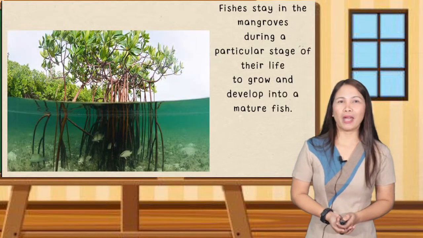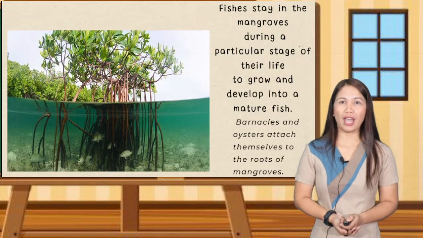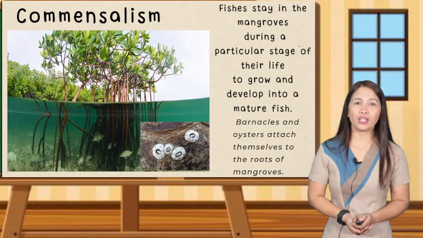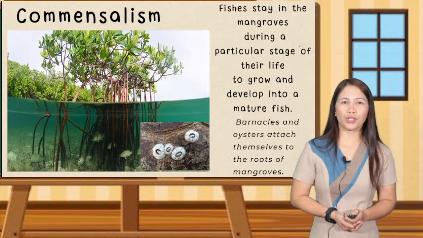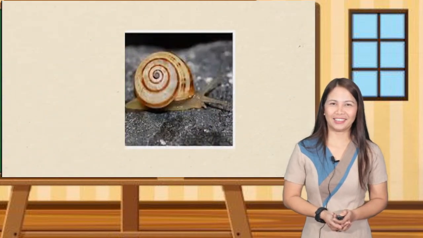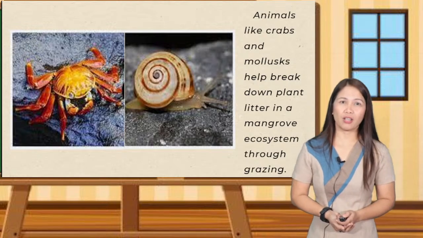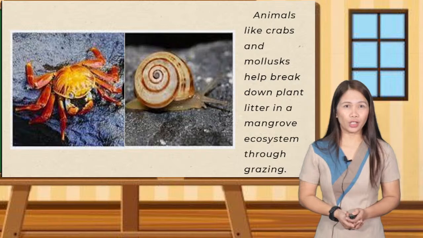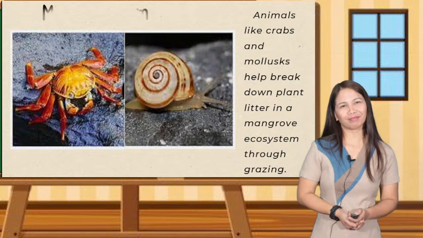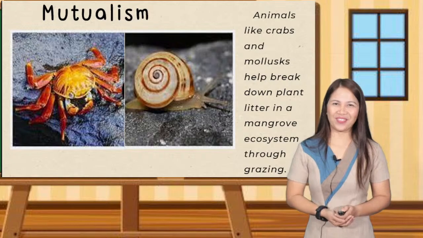Fishes stay in the mangroves during a particular stage of their life to grow and develop into a mature fish. And that is commensalism. As you can see there in the picture, barnacles and oysters attach themselves to the roots of the mangroves. How about this example? We have animals like crabs and mollusks that help break down plant litter in a mangrove ecosystem through grazing. And that relationship is about mutualism.